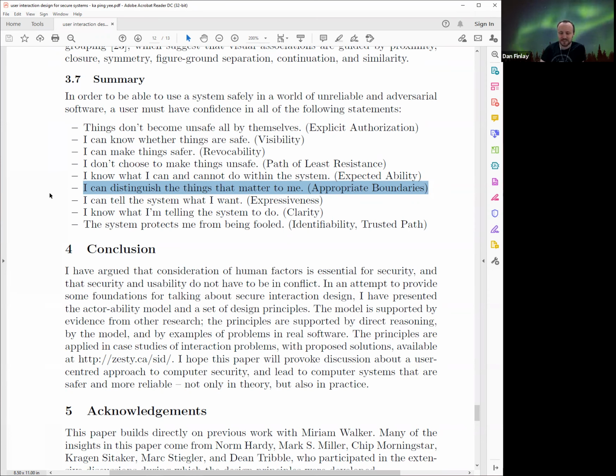And of course, if they didn't exist, just like he said, it results in either confirmation fatigue from doing too many things you don't care about, or extending authority by granting large boundaries. I think this is an easy one to just take at face value. I can tell the system what I want. Expressiveness. Are there systems that in practice you can't tell to do what you want? Oh, you bet. Oh my God.